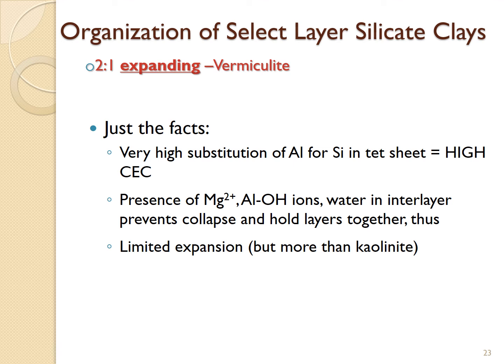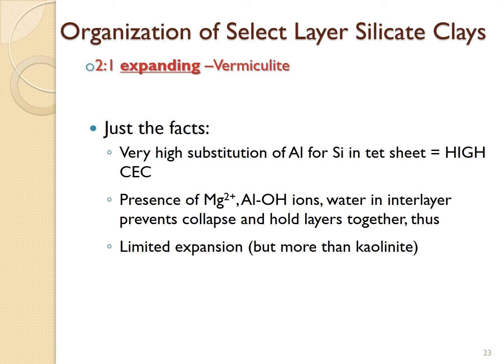There's another type of expanding clay called vermiculite. This one has a very high substitution of aluminum for silica in the tetrahedral sheet. And so this gives it really high cation exchange capacity, meaning very high ability to exchange things on its surface, exchange those post-it notes that are associated with those parking spots that are made available. The presence of magnesium and aluminum hydroxide ions and water in the inner layer often prevents collapse, and it holds the layers together.